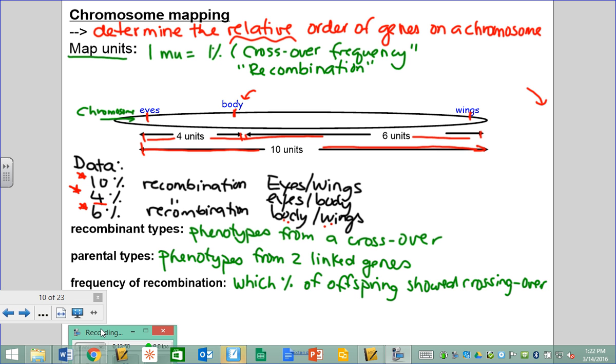Now, generally, the way that this is done is that you take some organisms, you cross them, and then you collect data on their offspring. And so usually what will happen is we will have already done the cross and collected the data, and you will be asked to work with the data.